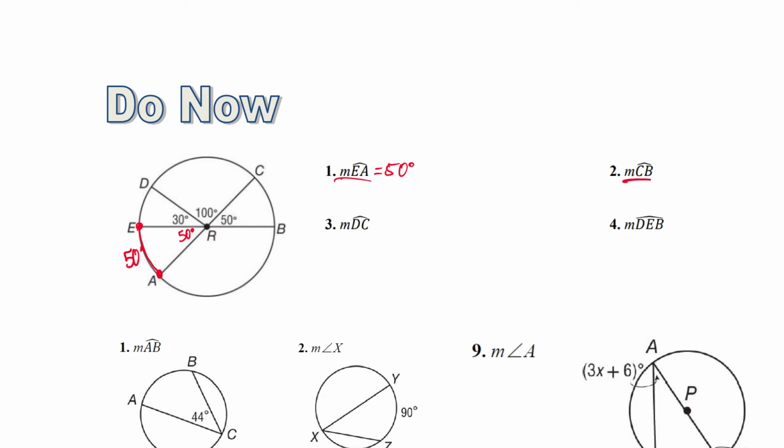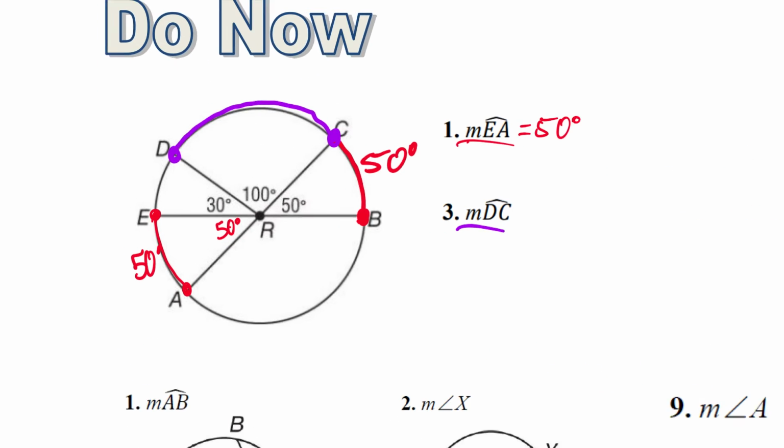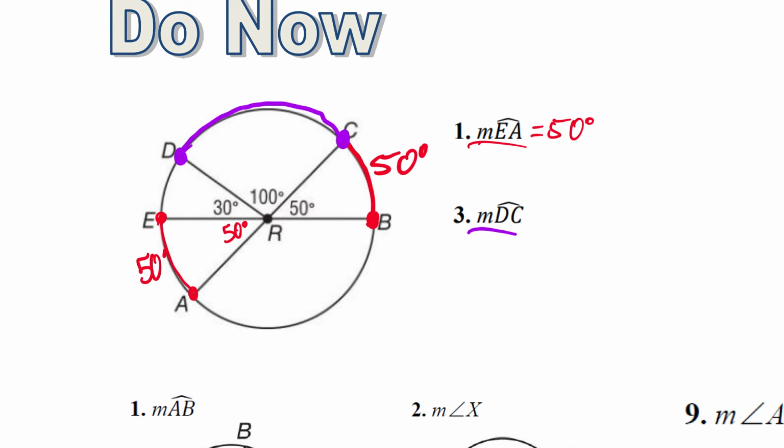On the next one, it asks for the measurement of arc CB. How many degrees is arc CB? 50. Then it asks for arc DC, from here to here. How many degrees is that arc? From D to C is just going to be equal to this angle right here, so that's 100 degrees.